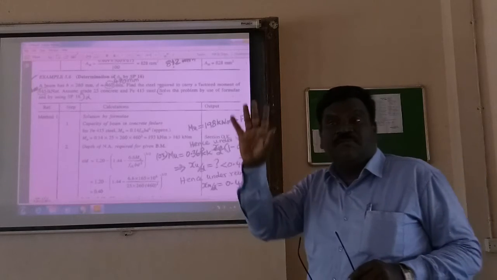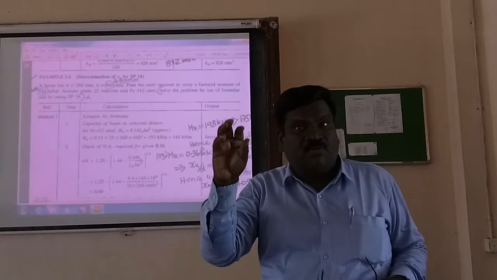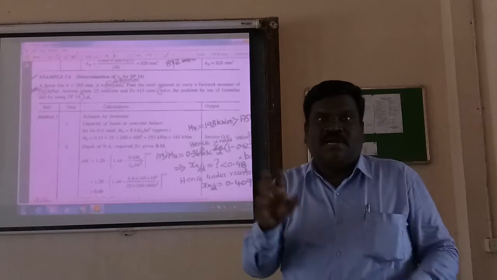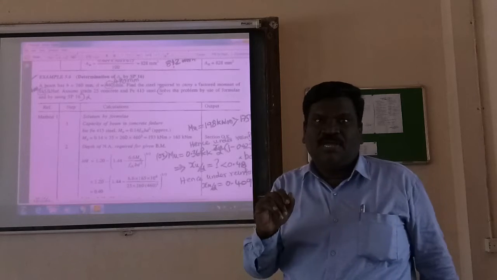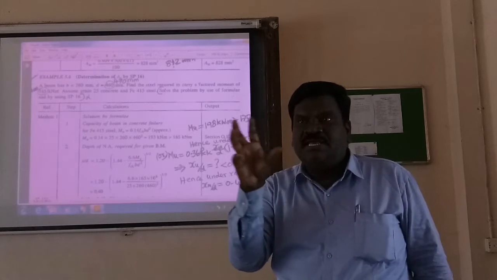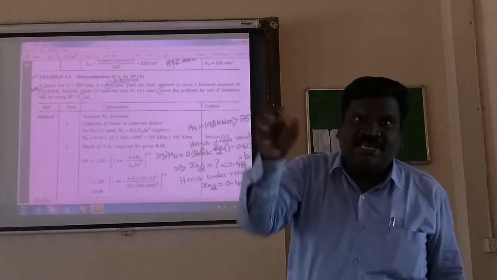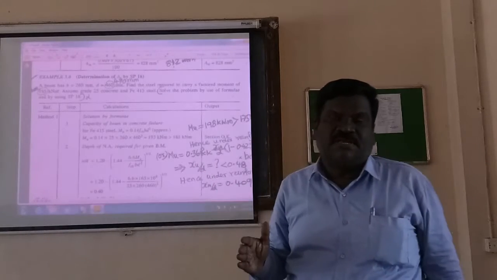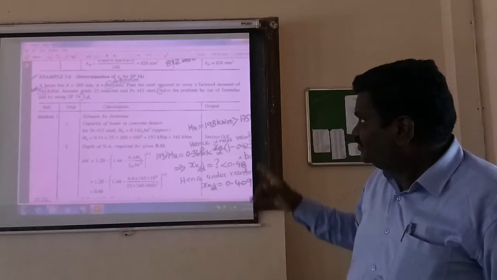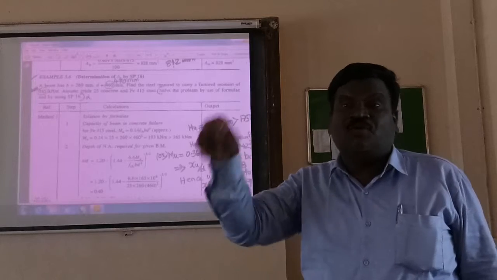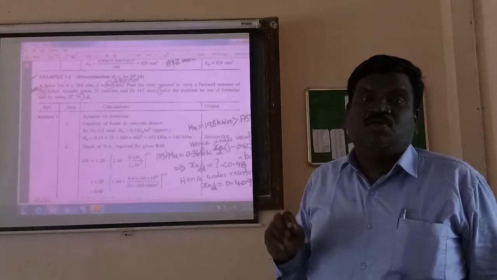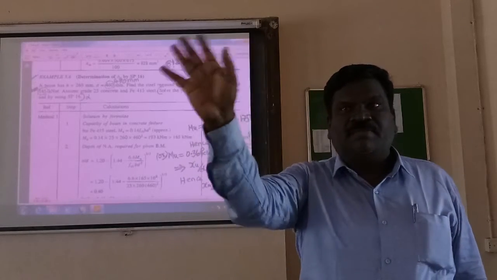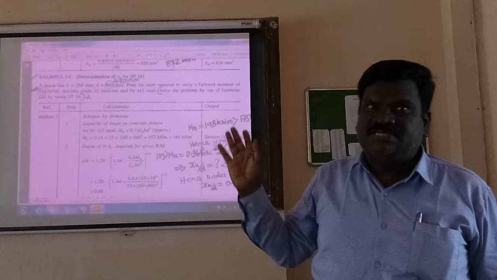Design problem. Please all of you listen here. Design means you will be given only the ultimate moment it has to resist. You have to determine the concrete dimensions and the area of steel required, and how to provide the area of steel. Detailing also you should do. All this consists of design. But in this problem the concrete dimensions, the width and depth, are also given. You are asked to determine only the area of steel required. You need not determine the width and depth of the beam. That is in the given data.